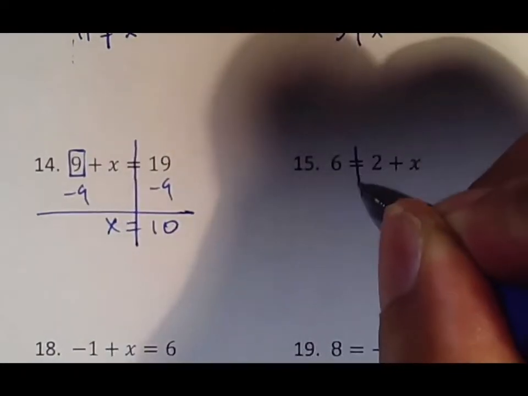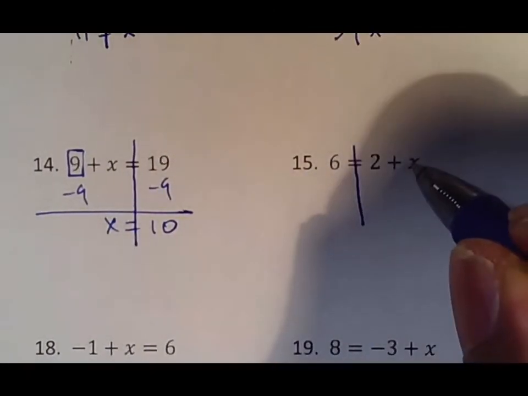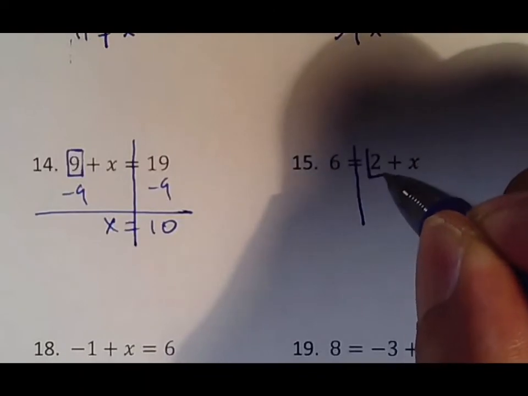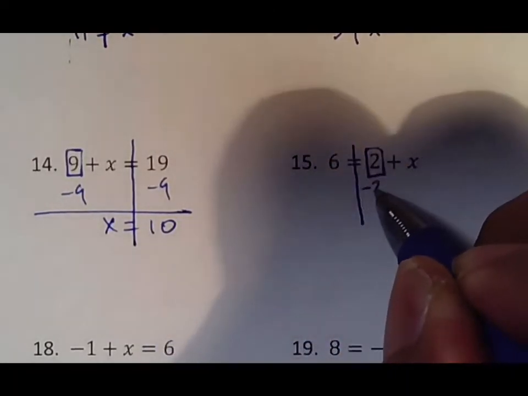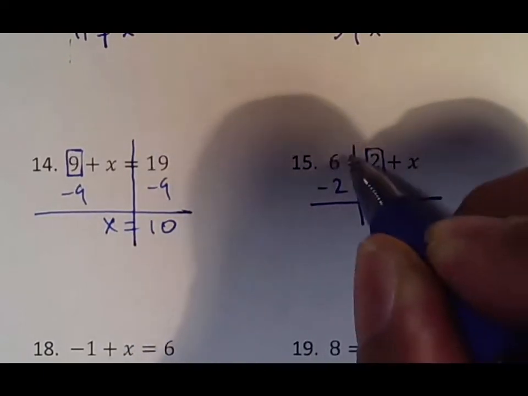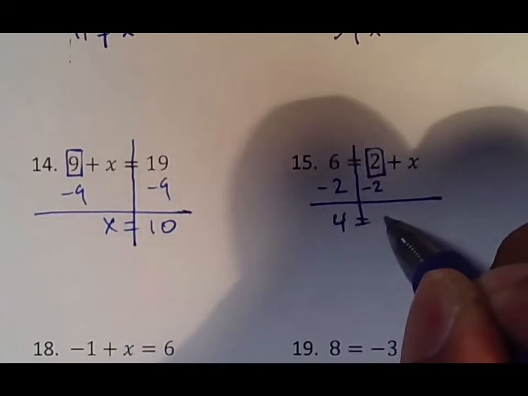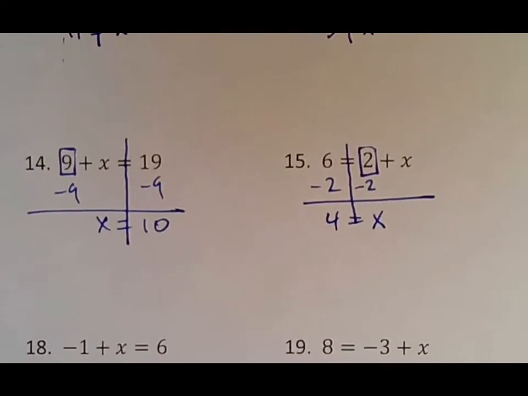Same thing on 15. X is over here with 2. This 2 has got to go. It is a positive 2. That's what you're looking at. It's a positive 2. So we move it with a negative 2. 6 minus 2 is 4. X comes down on the right, and that is all.